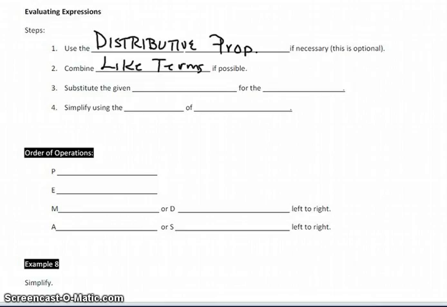And after, we're going to substitute the given values for the variables, or for the letters. And after that, we're going to simplify that expression and we're going to use the order of operations.